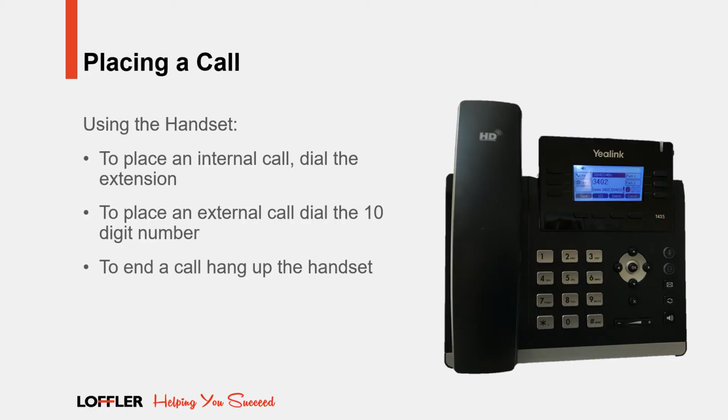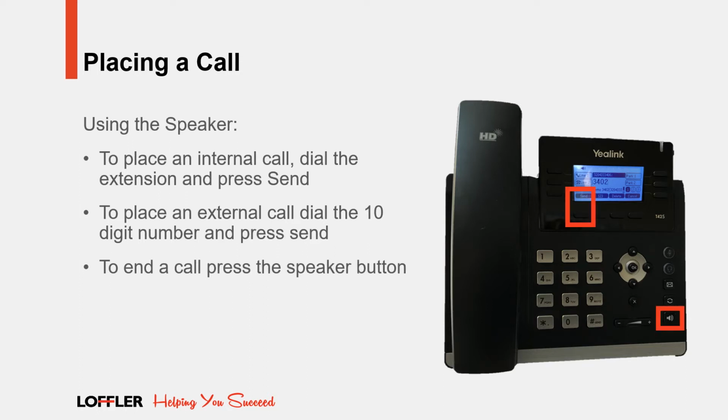To place a call using the handset, pick up the handset. For an internal call, dial the extension. To place an external call, dial the 10-digit number. To end a call, hang up the handset. To place a call using the speakerphone, for an internal call, dial the extension and press Send. To place an external call, dial the 10-digit number and press Send. To end a call, press the speaker button.